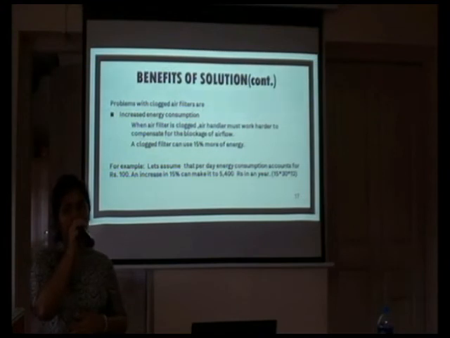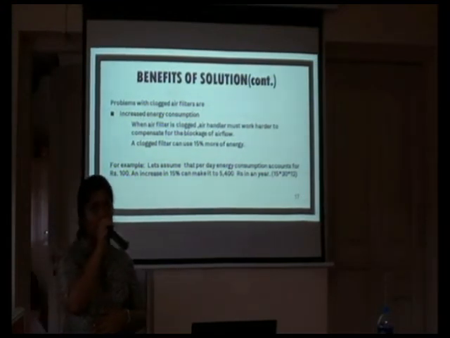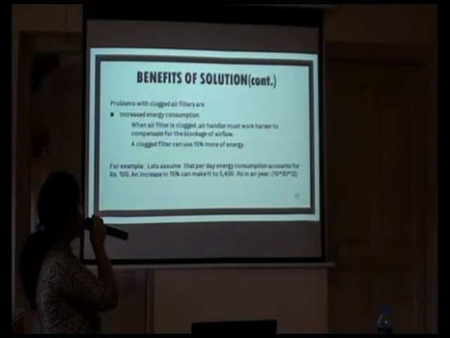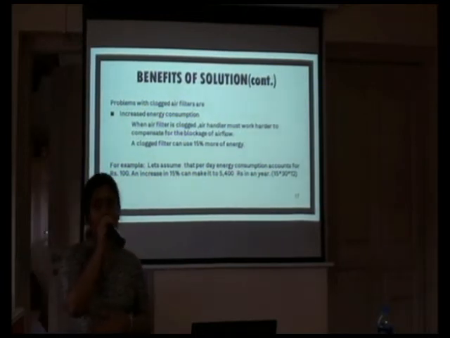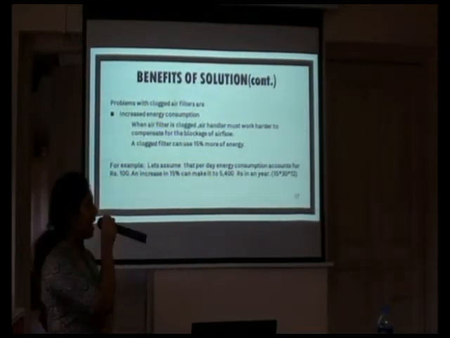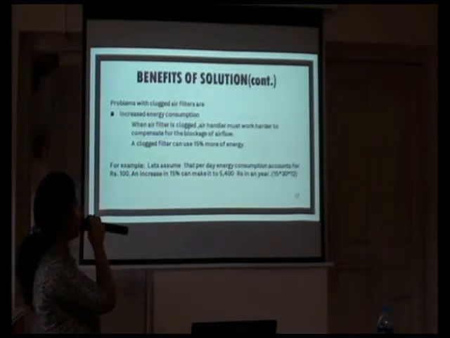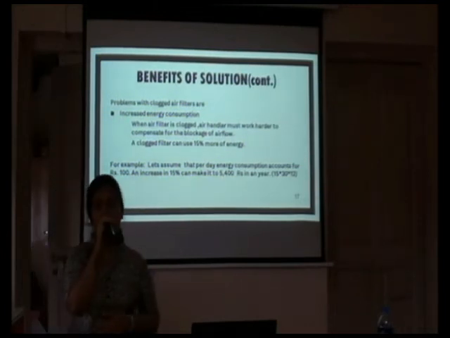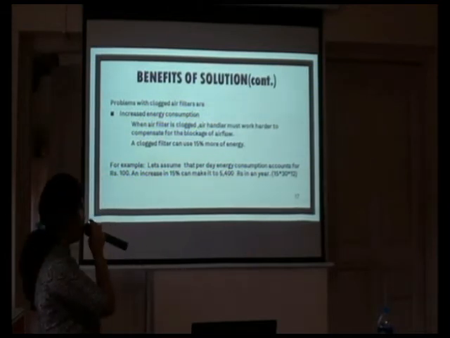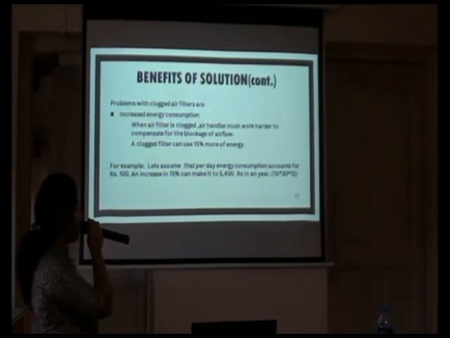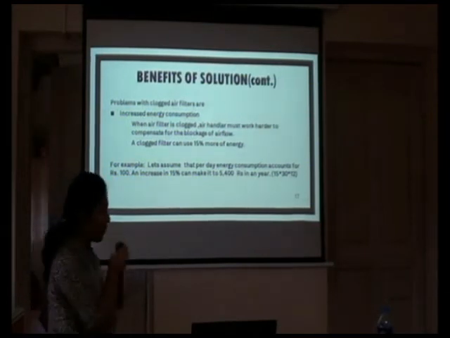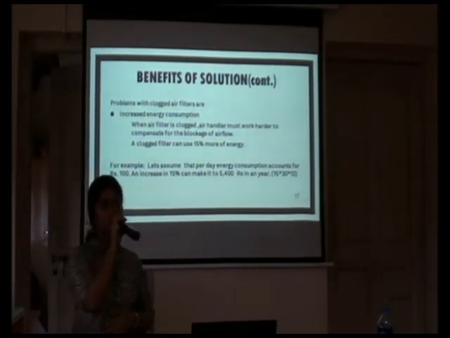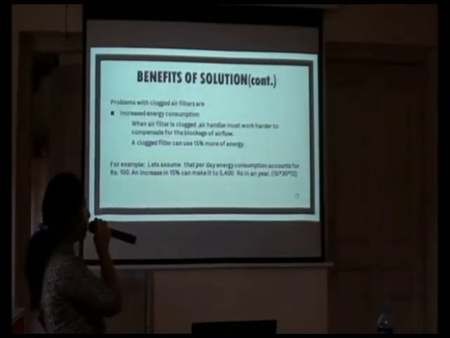The next problem is clogged air filters. The consequences of using clogged air filters include increased energy consumption. When the air filter is clogged, the air handler must work harder to compensate for the blockage of airflow. A clogged air filter can use 15% more energy. For example, let's assume that the per day energy consumption accounts for rupees 100. An increase of 15% can make it 5,400 rupees in a year. That is 15 into 30 days into 12.